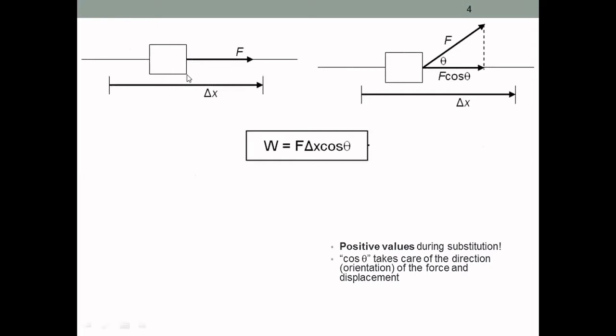So if the force is acting horizontally in the direction of the displacement, then theta is 0. If the force is acting at an angle, then we have F cos theta.